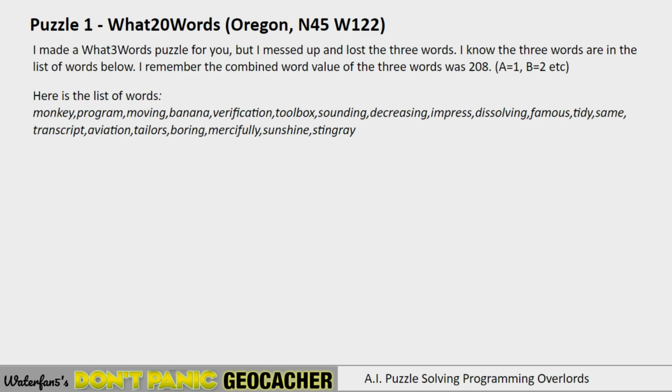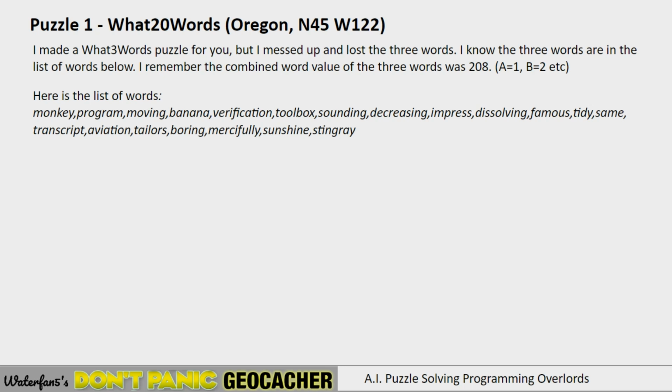So here's the first puzzle I created. This could be a real geocaching puzzle. I placed it in Oregon, actually a well-known location in Oregon, but we'll see that in a second. And the puzzle is a What3Words puzzle. So it uses the What3Words website. We're going to use that later on to verify our answer. And the puzzle is that instead of giving you 3 words, I give you 20 words. And I'm saying the solution is in these 20 words.